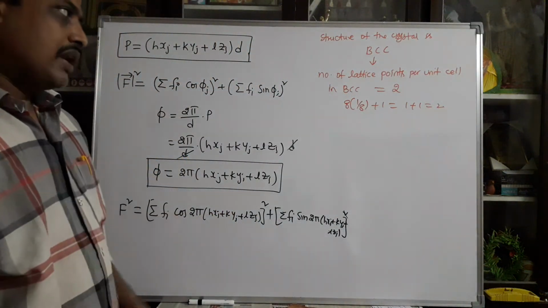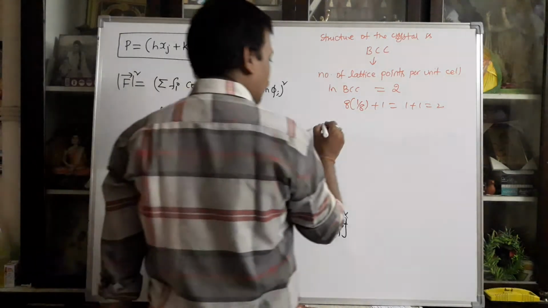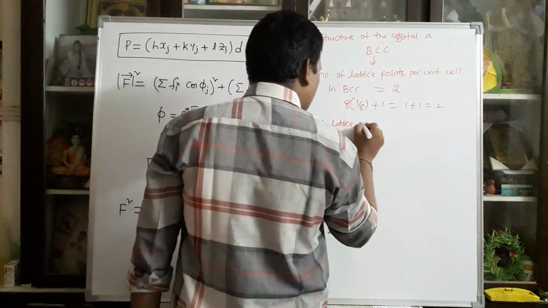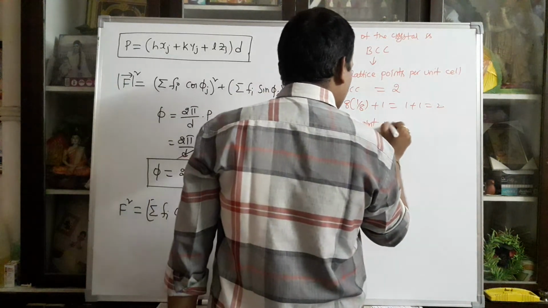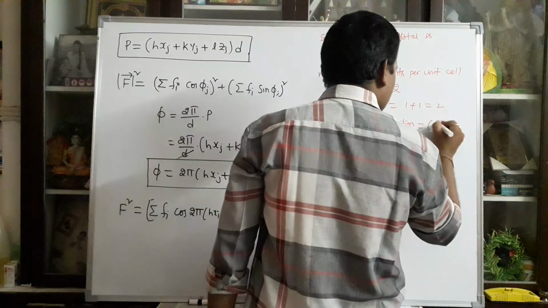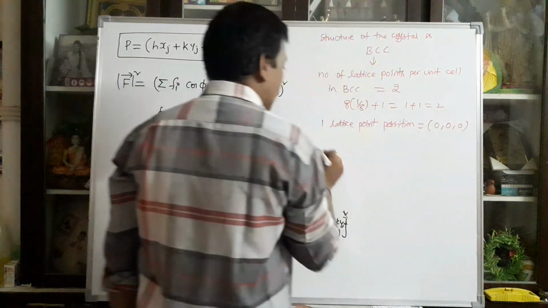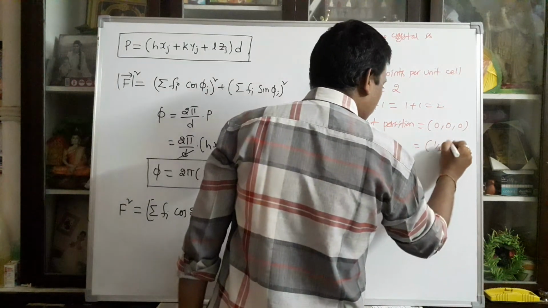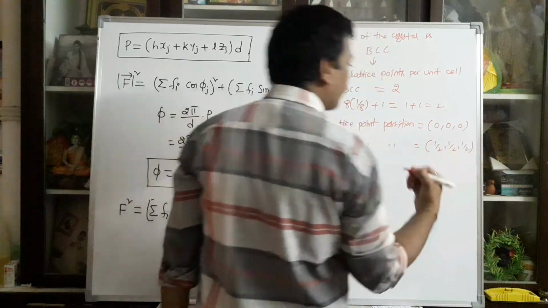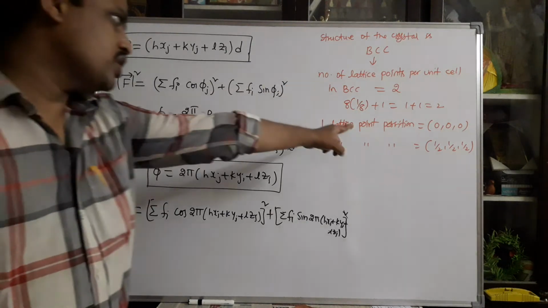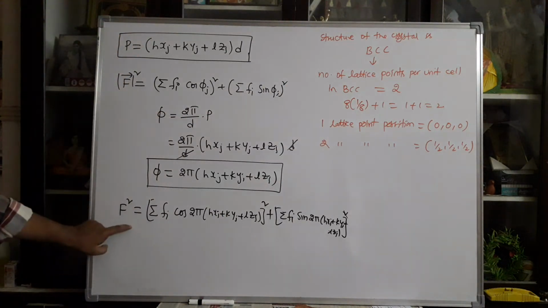One lattice point is at the corner, and its position can be taken at the origin 0, 0, 0. The second lattice point is at 1 by 2, 1 by 2, 1 by 2. These positions can be substituted in the form factor value.